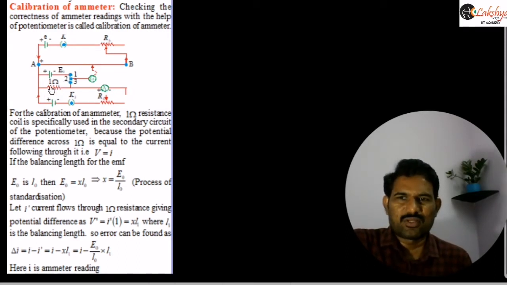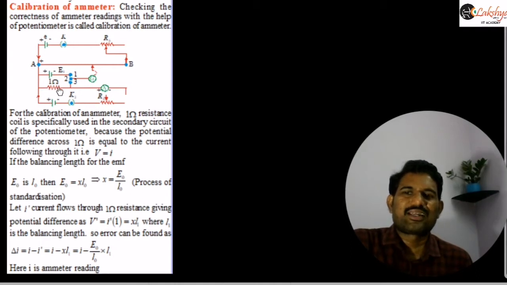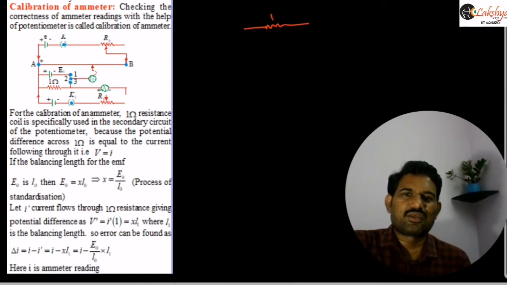That is important. When we are connecting this 1 ohm here, whatever current is flowing through this, suppose if we take a resistance of 1 ohm here, and a current of 10 amperes is flowing through this, then the potential difference across this, meaning IR, we can write, which is nothing but, since R is 1, this value will be 10.